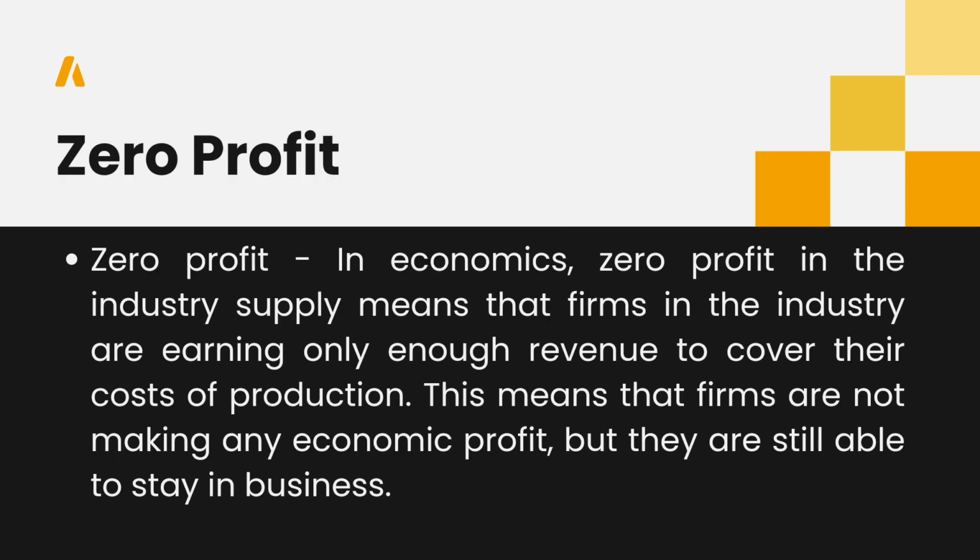In economics, zero profit in the industry supply means that firms in the industry are earning only enough revenue to cover their cost of production. This means that firms are not making any economic profit, but they are still able to stay in business. Zero profit is a normal condition in a perfectly competitive market, as firms are unable to charge a higher price than the market price due to competition. In this case, firms will only continue to produce as long as their revenue covers their cost.